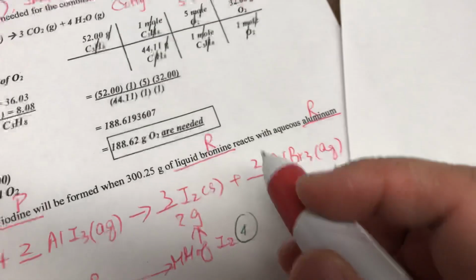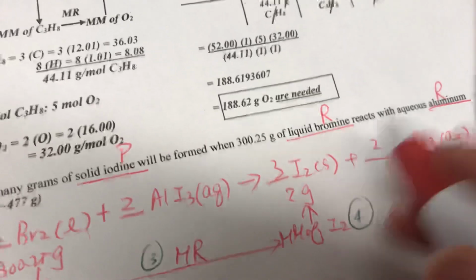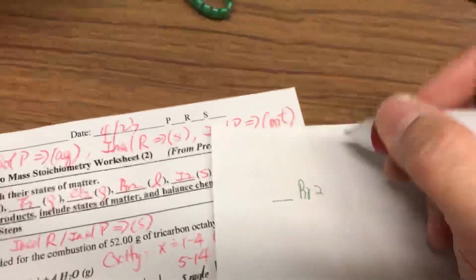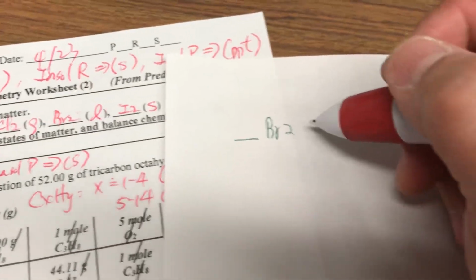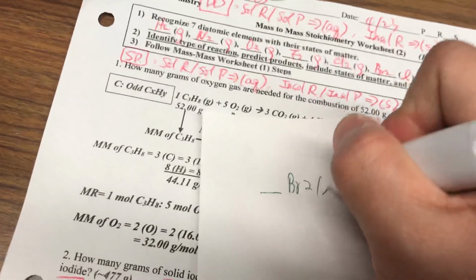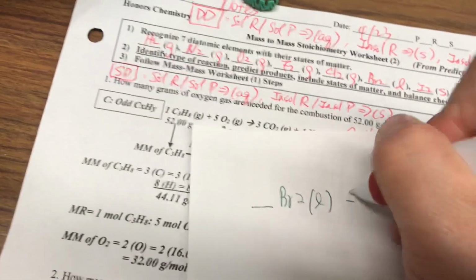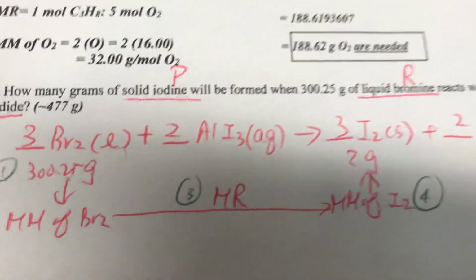So I'm going to rewrite here. We know that the liquid bromine is going to be Br2, it's not Br, because we say that it's diatomic. Even though I did not tell you that it's a liquid, you should figure out the state is liquid. And then it says we add with aqueous aluminum iodide.